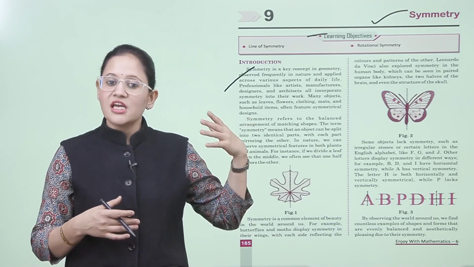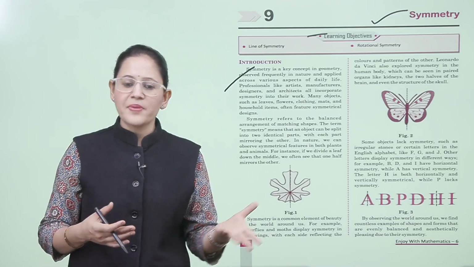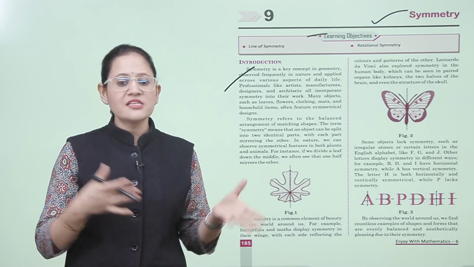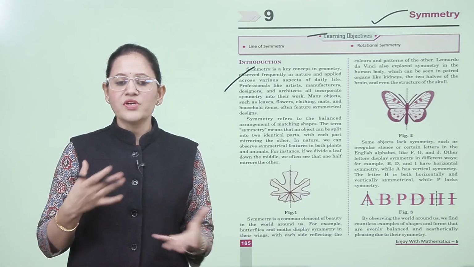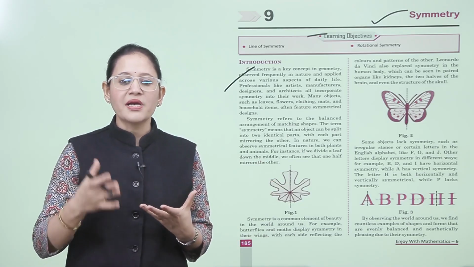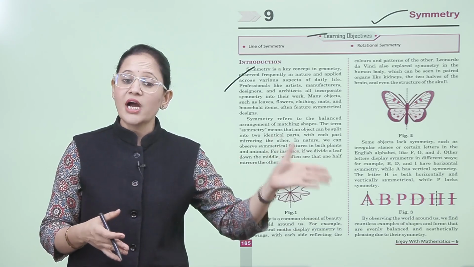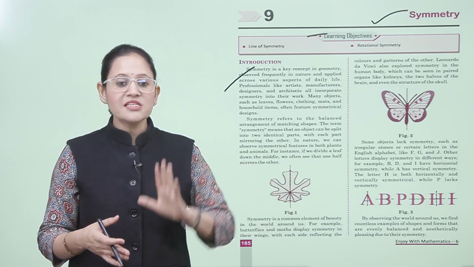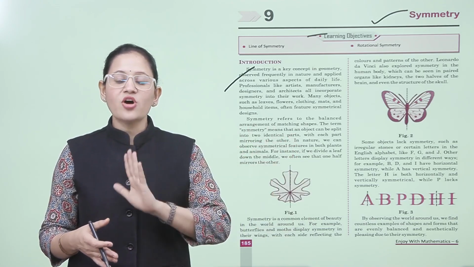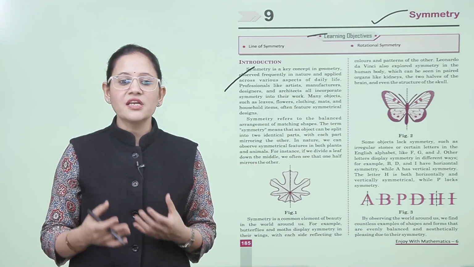You can see it in nature also, like in animals, in leaves, in flower patterns, on our clothes, mats. There are many things on which we can see symmetry. Symmetry refers to the balanced arrangement of matching shapes. The term symmetry means that an object can be split into two identical parts. So symmetry means that we can divide the object into two equal halves, with each part mirroring the other.